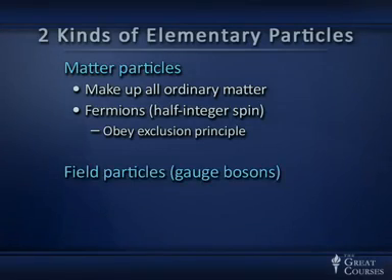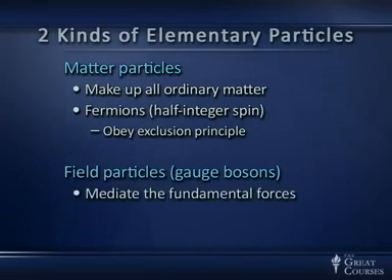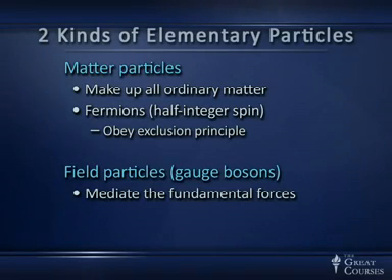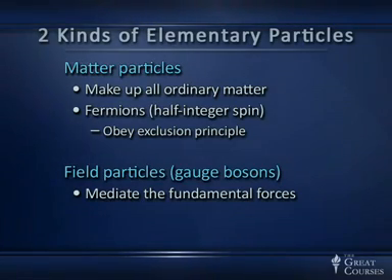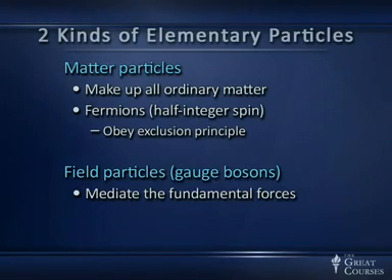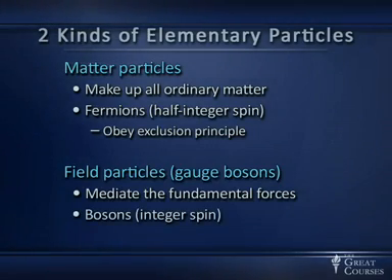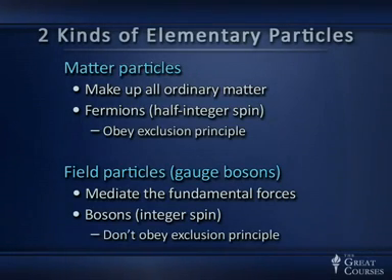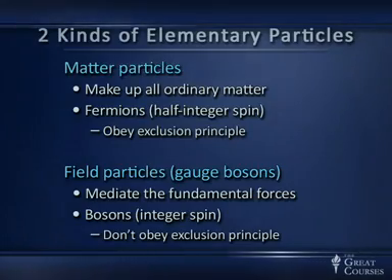Then there are field particles, also called gauge bosons. And these are the particles that mediate the fundamental forces. These are the particles associated with things like electromagnetic fields. The photon, for example, is a gauge boson. They're bosons, and so they have integer spin. They don't obey the exclusion principle, which is why we can, for example, make a laser beam with a lot of photons all in exactly the same quantum state. So two basic kinds of particles, the particles that make up matter and the gauge bosons that mediate the fundamental forces in ways I'll describe.